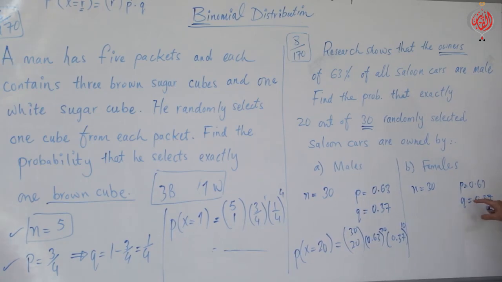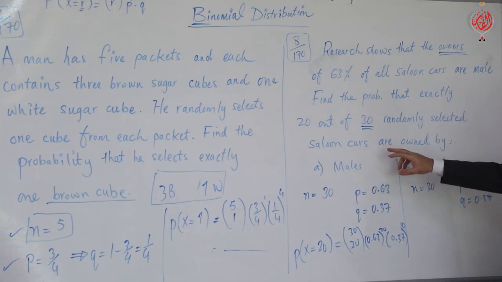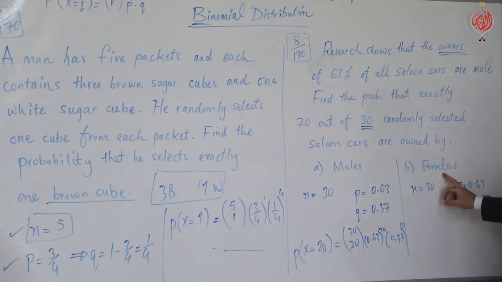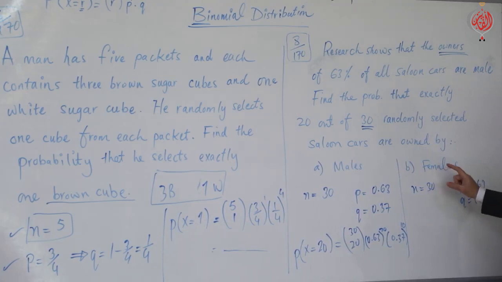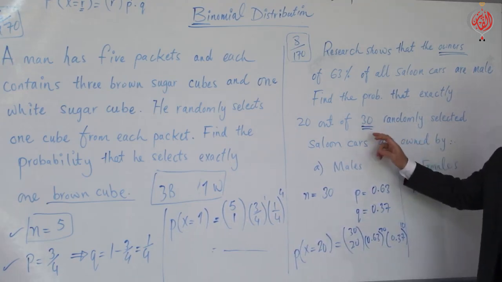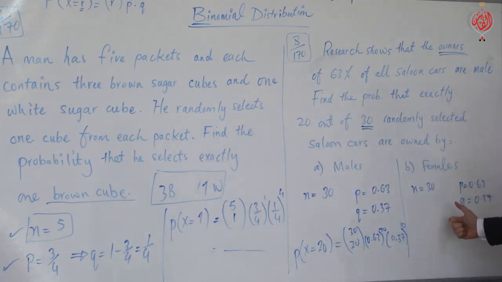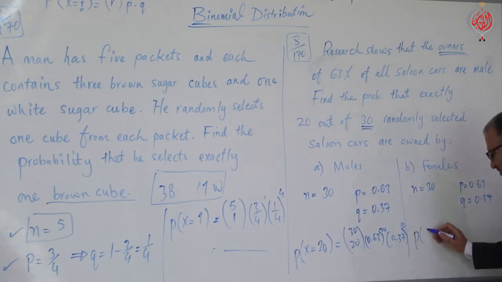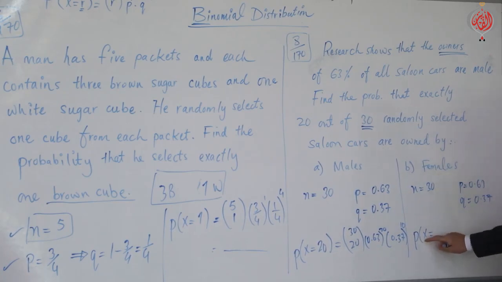So finding the probability that 20 out of 30 randomly selected salon cars are owned by females means 10 out of 30 are owned by males. It's very clear here. Once you identify P and Q, you can answer the question. If I deal with the random variable as male, then the male count will be 10. We have to be careful about that.